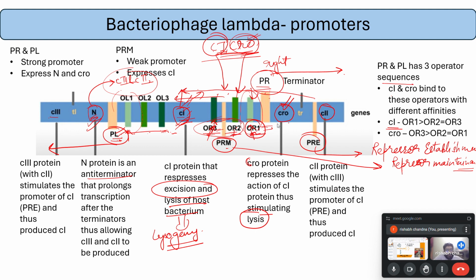Okay, but these two proteins do not bind to the operators simultaneously. They bind to each operator one by one. If C1 is bound to OR1, then CRO will not bind to OR3. This is the procedure, and only then the basic switch happens. So these were the basic terms, and in the last we have the terminator right and terminator left for these promoters, so that they can form the mRNA.